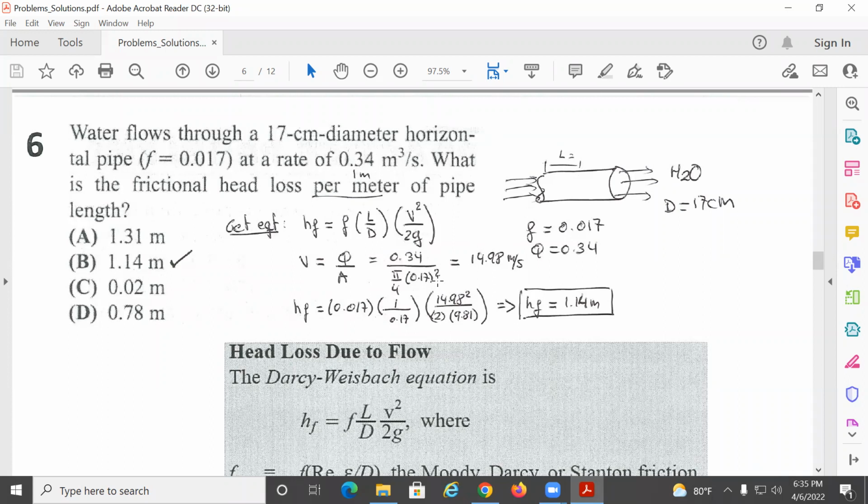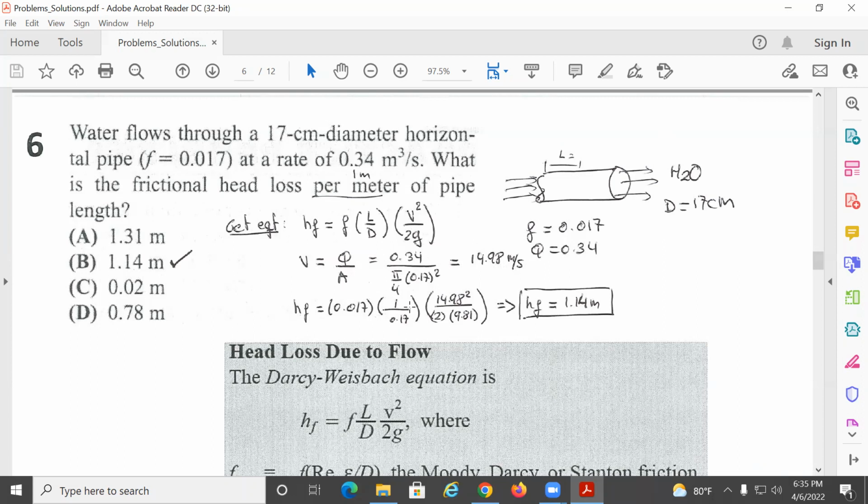That will be pi over 4 times the diameter squared. If it was the radius, it would be pi r squared, but you will use the diameter. So we will get the velocity to be 14.98. Now we can substitute directly into this equation: 0.017 times 1. So this is per unit meter. So this is 1 over the diameter, which would be 0.17.